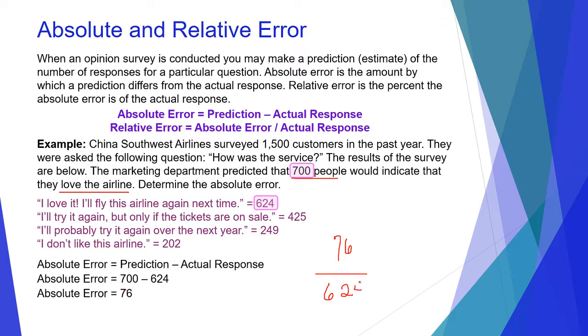624. You would type that into your calculator, and then you would get a decimal, and you would want to convert that into a percentage. So if you type that into your calculator, you should get 12.18%. That would be the relative error. Alright, so absolute error is a number. Relative error is a percent. So keep that in mind.